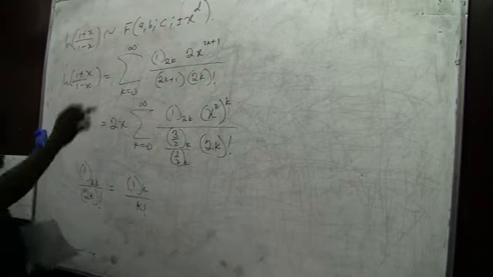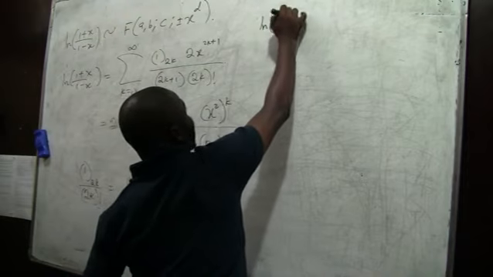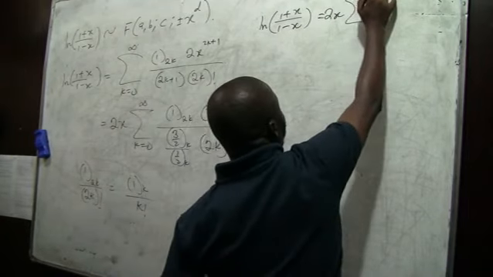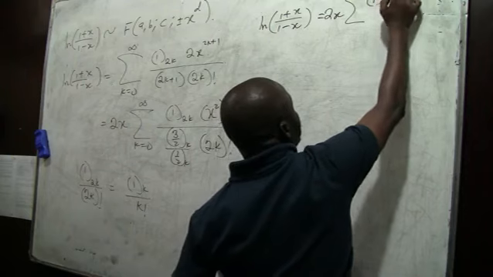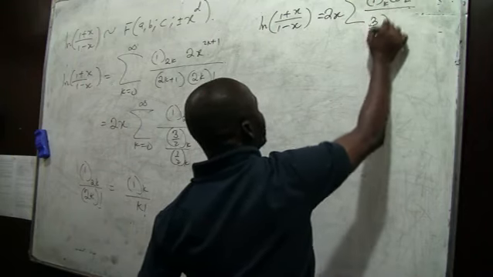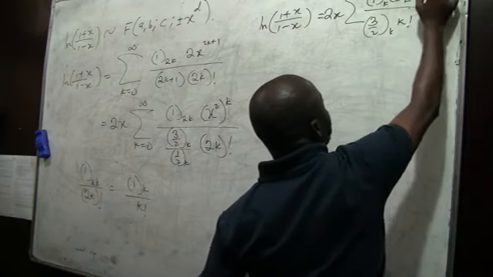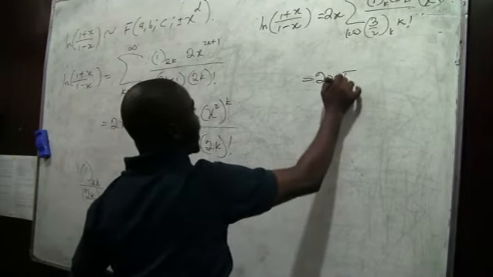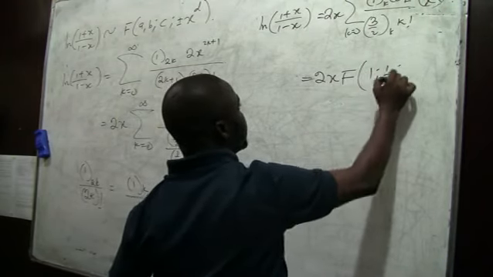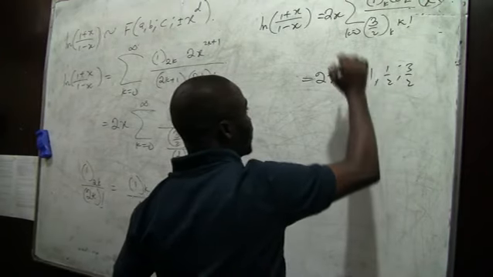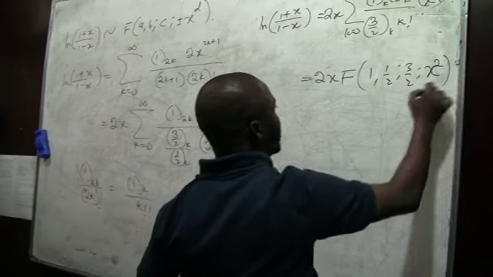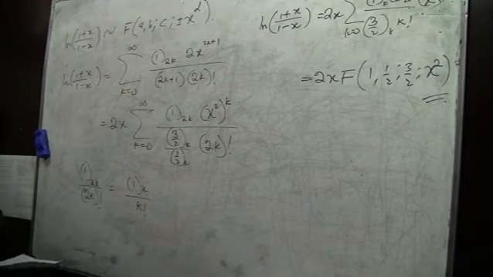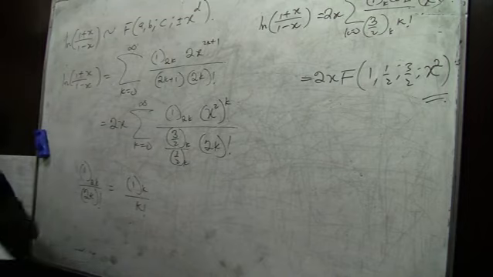In that light, we write ln((1+x)/(1-x)) as 2x summation (1/2)_k divided by (3/2)_k k factorial, x squared to the power k, from 0 to infinity, and the final result becomes 2x F(1/2, 1; 3/2; x squared), and that is the hypergeometric representation of ln((1+x)/(1-x)).